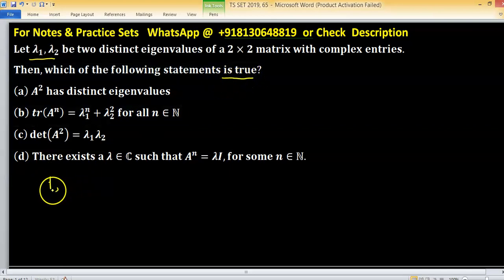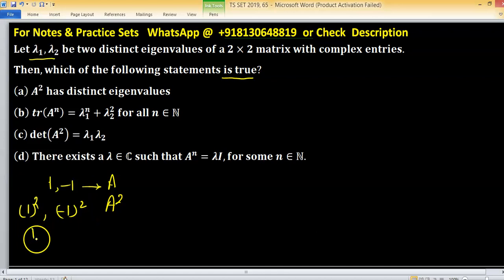Suppose 1 and minus 1 are eigenvalues of a matrix A, then the eigenvalues of matrix A square will be 1 square, minus 1 square, means 1 comma 1. These two are not distinct eigenvalues. So option A is already discarded.